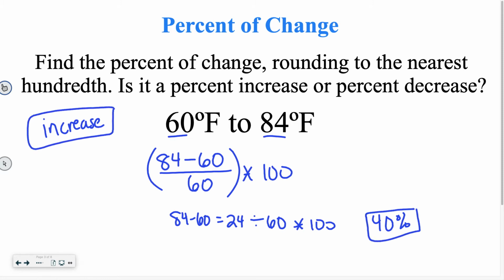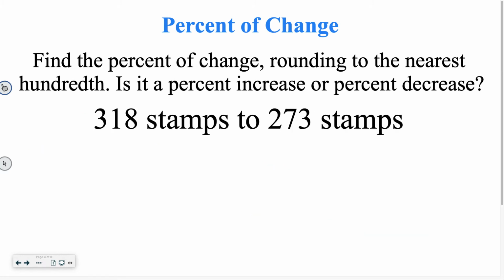I need to make sure I have both pieces of information included in my answer. All right, let's try another one. Find the percent of change rounding to the nearest hundredth. Is it a percent of increase or percent decrease? So if we have 318 stamps to start with and go to 273, that is a decrease, right? The number is going down. And then what I'm going to do is I start with my new, so 273 minus my old, so 318 divided by 318.